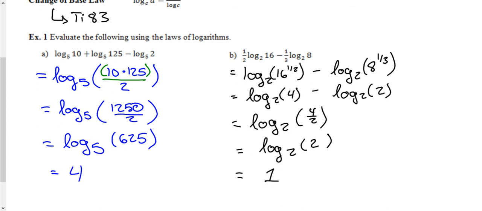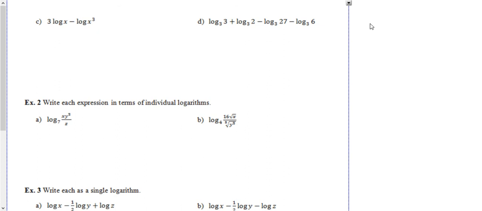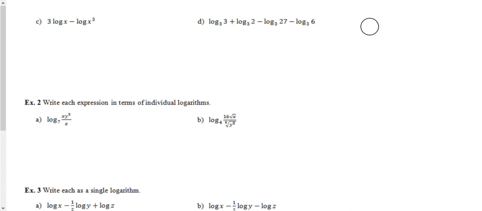For our next example here, we have 3 log x minus log 3 cubed. So first things first, I'm going to move this coefficient out of the way. So I'm going to move that and have log x cubed minus log x cubed. Well, of course this is going to be 0 because this is the same thing being subtracted, but let's just write it out in full.